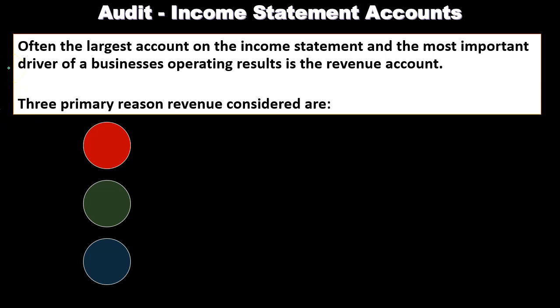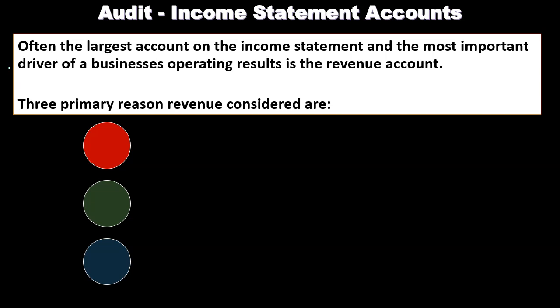So the audit of the income statement accounts: often the largest account on the income statement, the most important driver of the business operating results, is the revenue account. So clearly revenue is going to be a driving factor. The sales account, the revenue account, whatever the primary income account is going to be, is one of the most important accounts, or the most important account on the income statement. One, because it's going to be a large number.